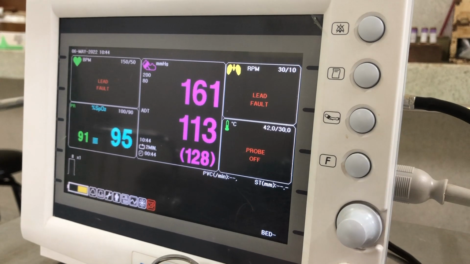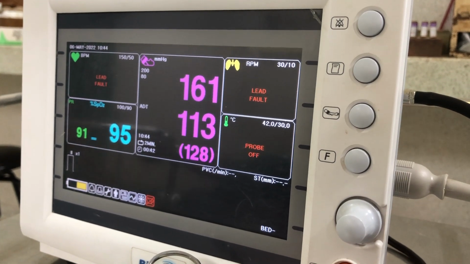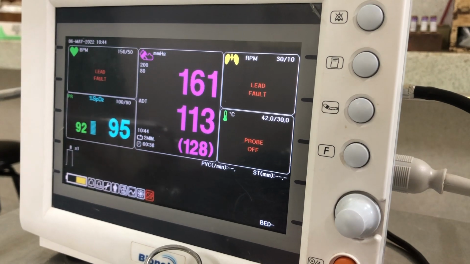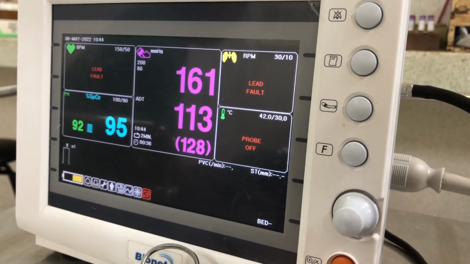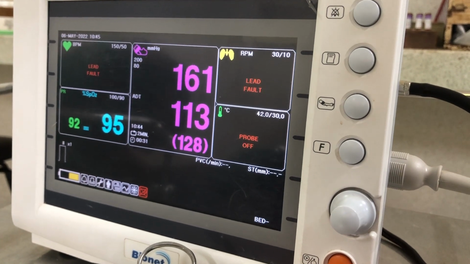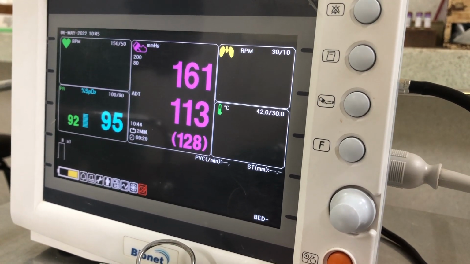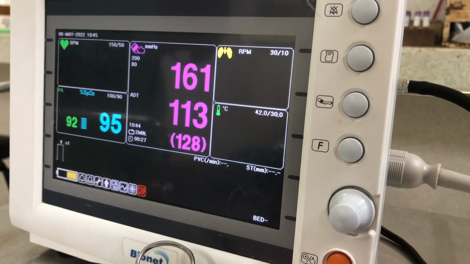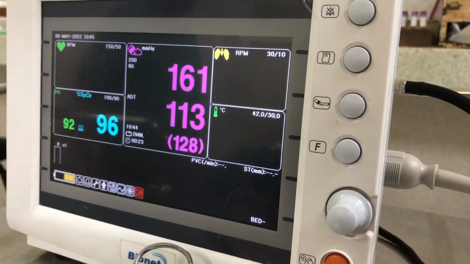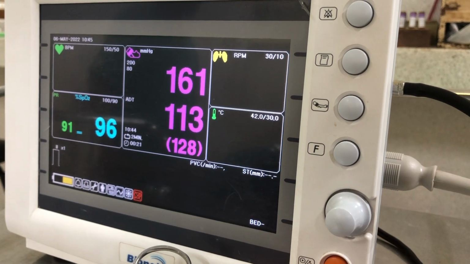To record the vital signs, you must be familiar with the monitor being used to measure vital signs. The blood pressure is represented by two numbers, systolic pressure written above diastolic pressure, with the mean arterial pressure written in parentheses below. On this monitor, those measurements are written in purple. You can see the patient's blood pressure is 161 over 113 millimeters of mercury, with a mean arterial pressure of 128. The pulse is labeled PR on this monitor and is written in green.